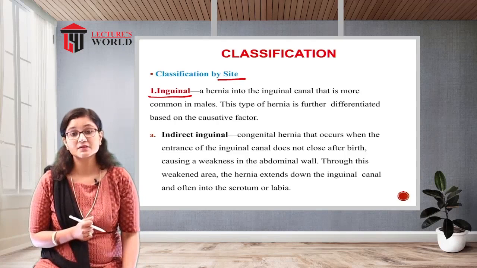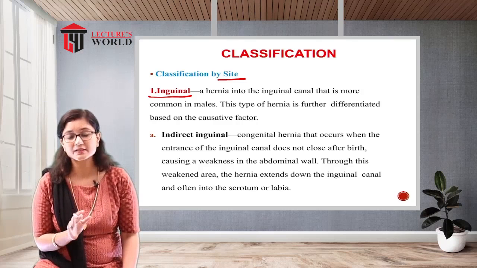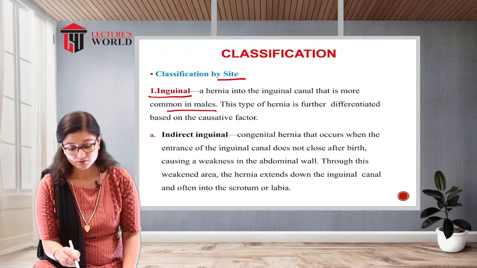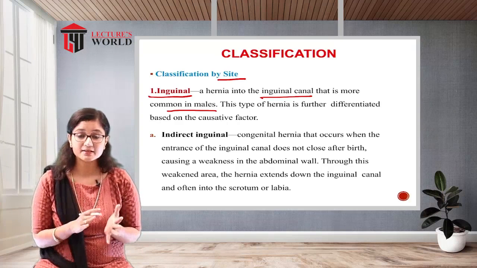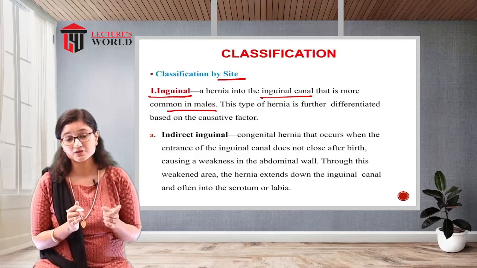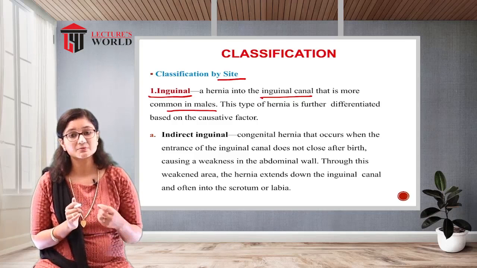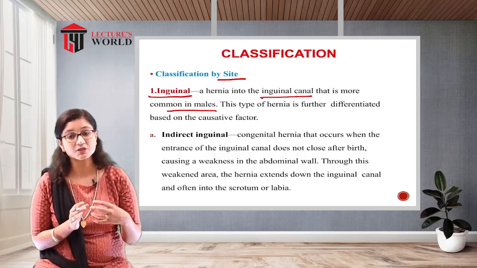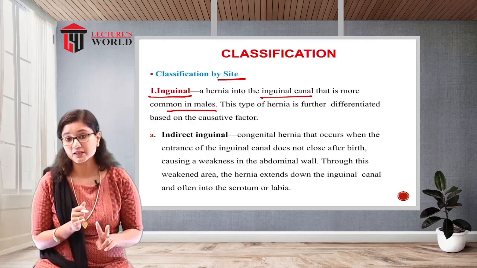The first one is inguinal, a hernia into the inguinal canal, that is more common. Commonly seen inguinal hernia is among men. This type of hernia, inguinal hernia, is also further divided into direct and indirect hernia. So we are talking about the classification by the site. The first one is inguinal, and inguinal has two types. What is inguinal? Nothing but the protrusion of the organ or the tissue, most commonly we see small intestine, in the inguinal canal. And it is divided into direct and indirect.